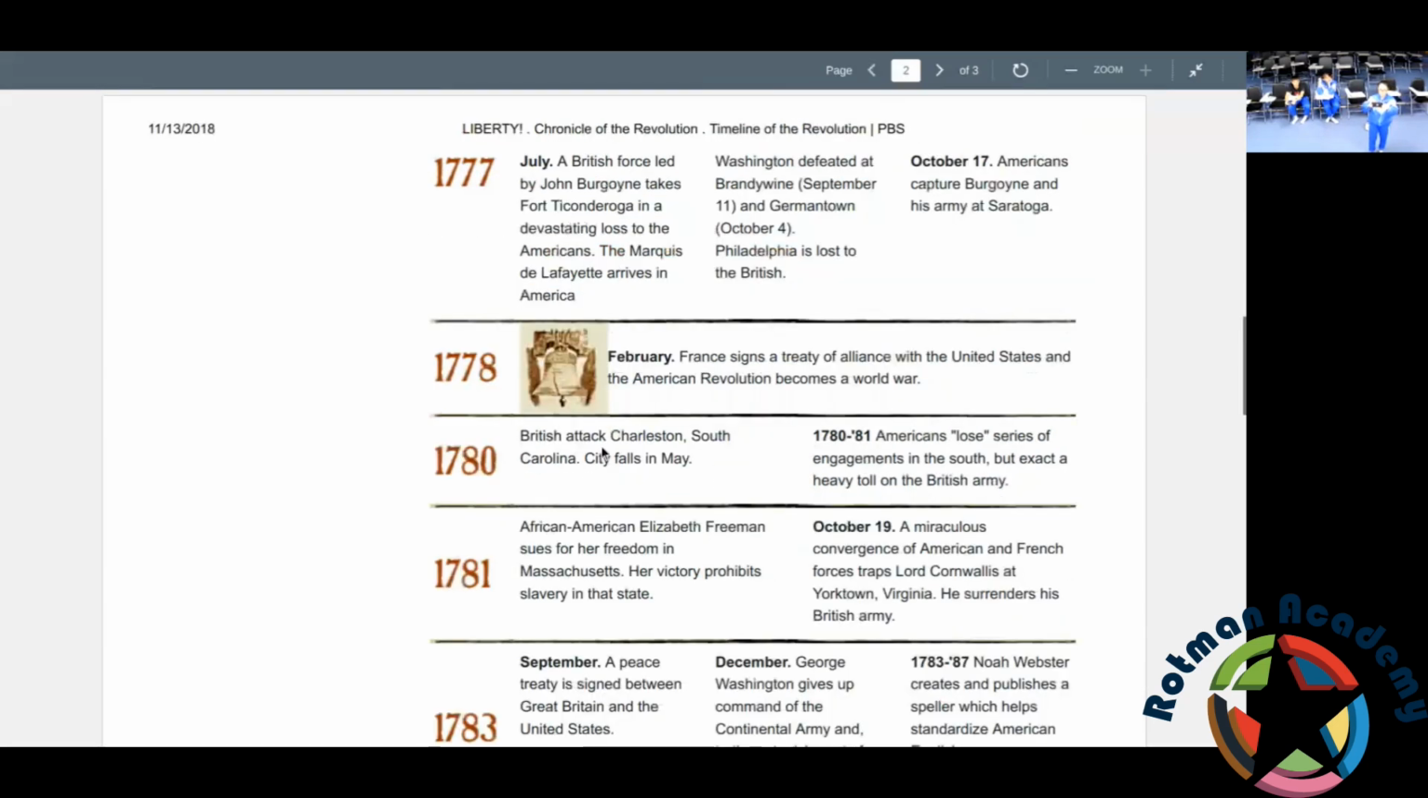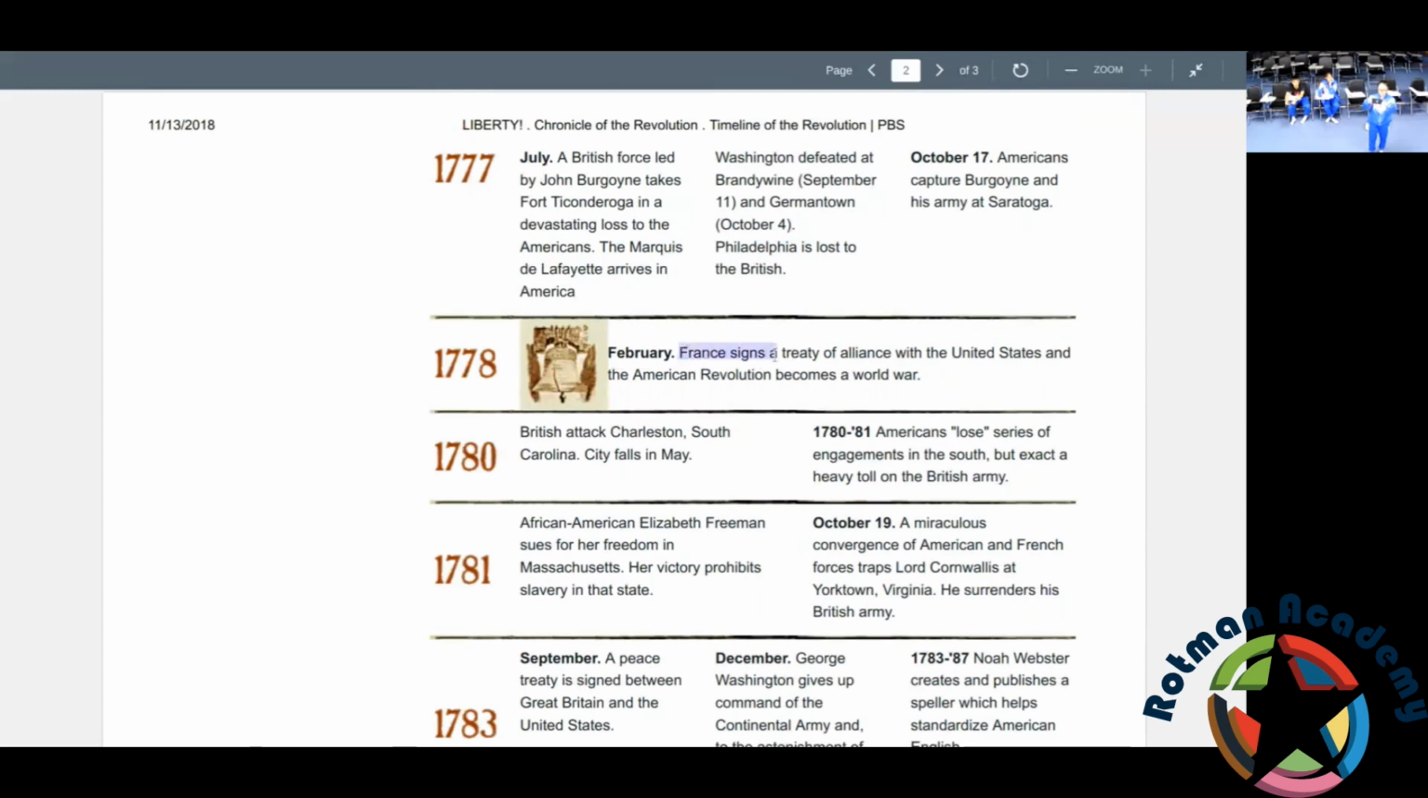1778, France signs a treaty of alliance with the United States, and the American Revolution becomes a world war. A lot of these events and wars led up to the American Revolution, which we will learn about in the future. Okay? We are focusing on the things that led up to the American Revolution.